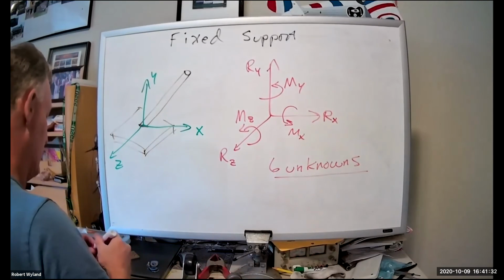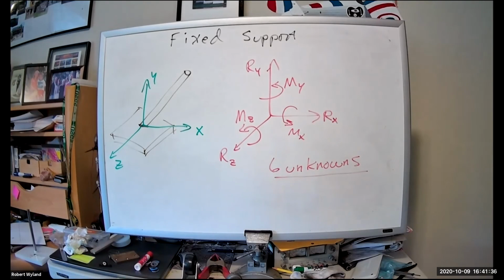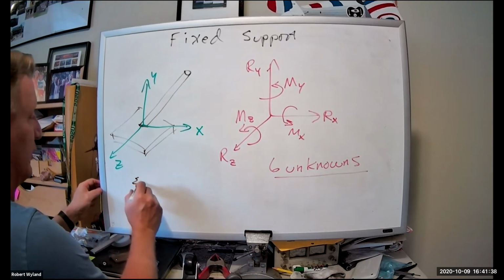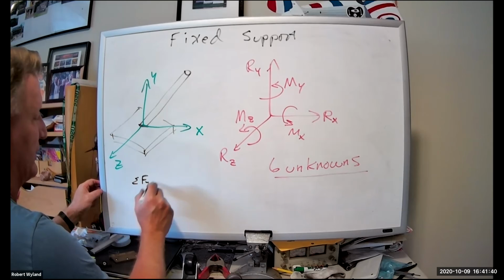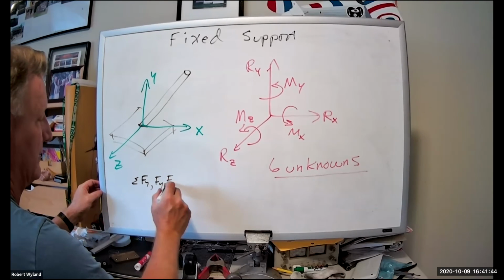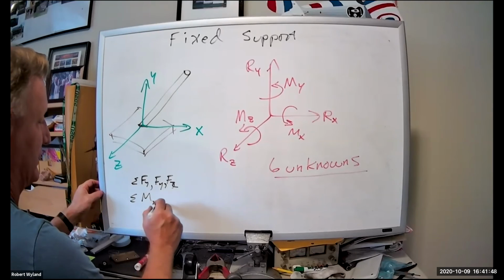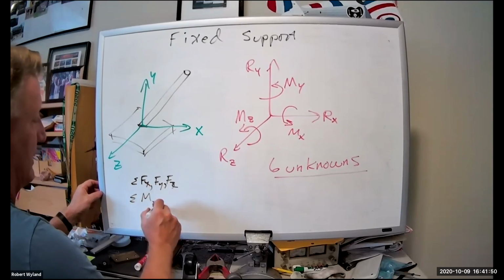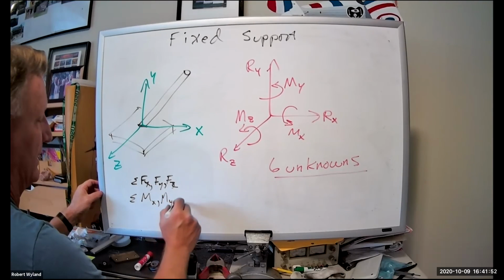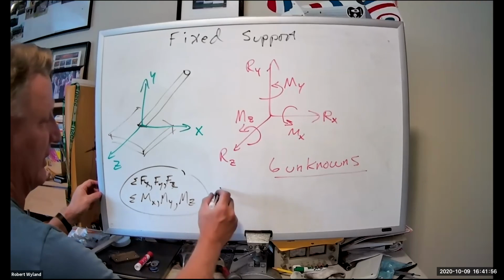And if we were looking at our equations, like I said before, we only have 6 equations. We have the sum of the forces in X, Y, and Z. And then we have the sum of the moments in X, sum of the moments in Y, and the sum of the moments in Z. So these are going to be our 6 equations right here.